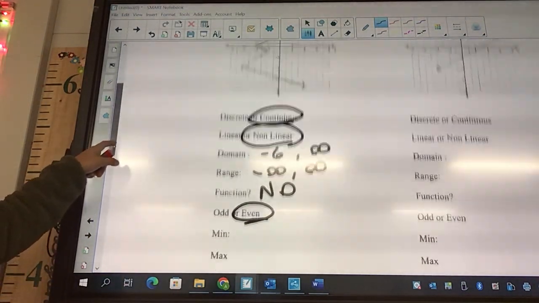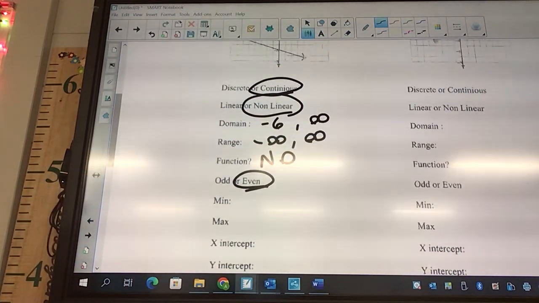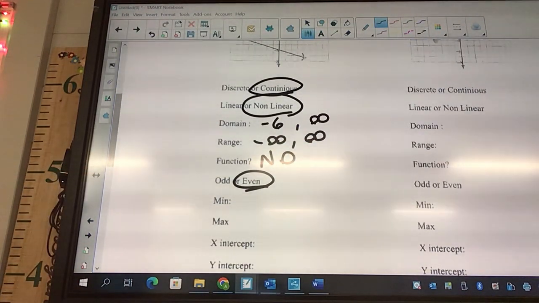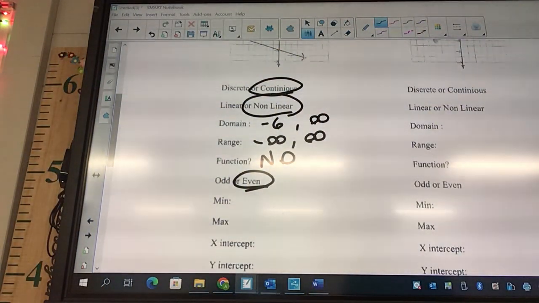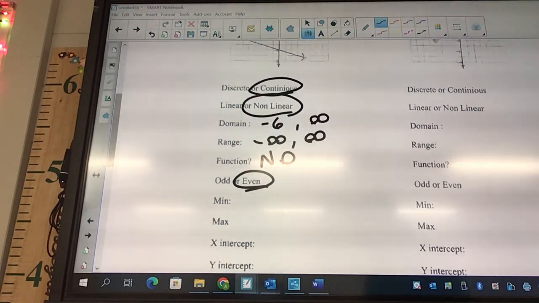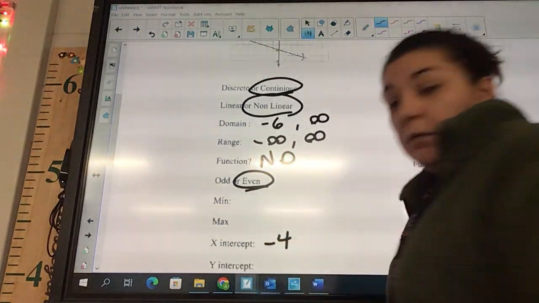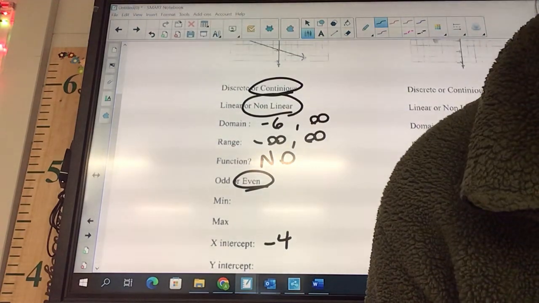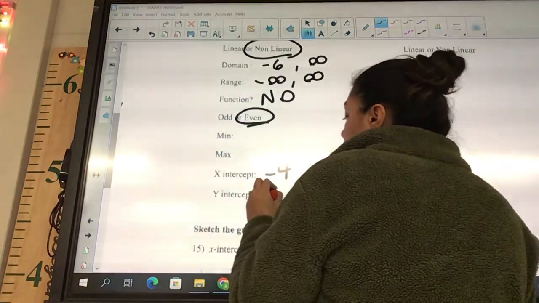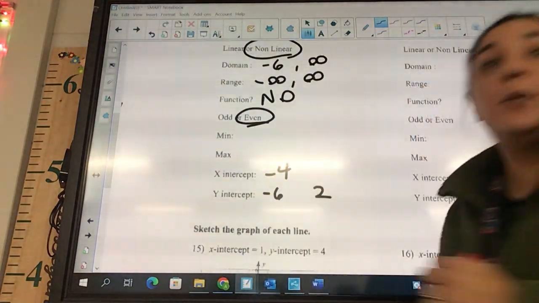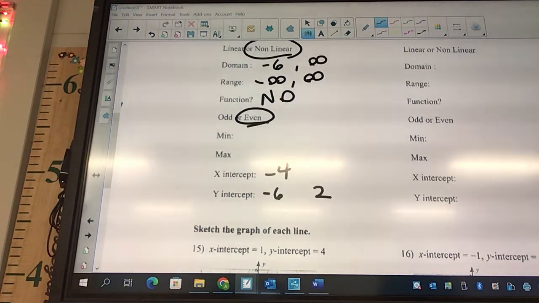Okay, min or max? None. Why not? I didn't put no letters on there, okay? X-intercept. -4, good. Y-intercept. Good. -6 and +2, or you can put 2 and -6. It doesn't matter the order, as long as you have both down there.